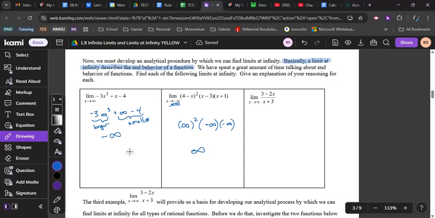Last example here. I'm going to get 3 minus infinity, so negative infinity, over infinity. What's happening? Negative.